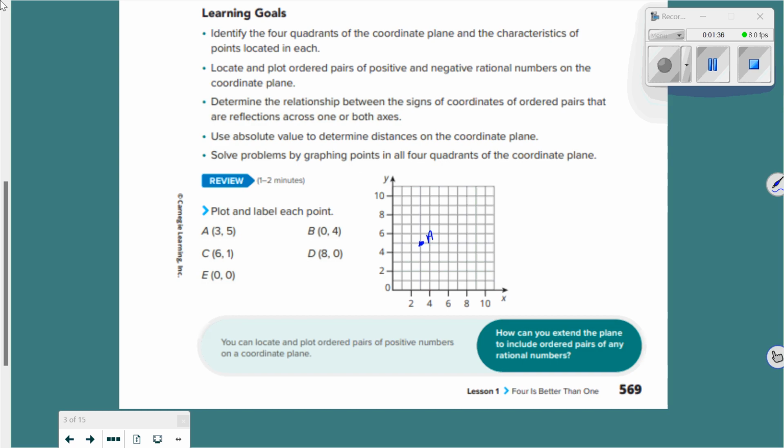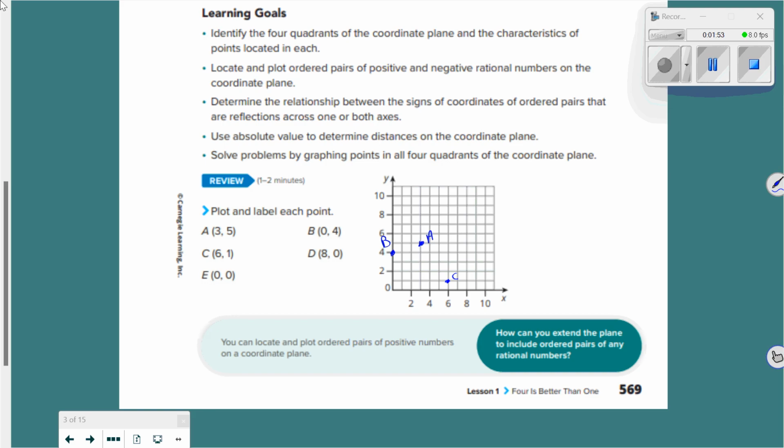For part B, I do the same thing. I go back to 0, 0. 0 means I'm not moving left or right. 4 means I'm going straight up. So my B should have been here. C, I go back to 0. I go over 6, up 1.